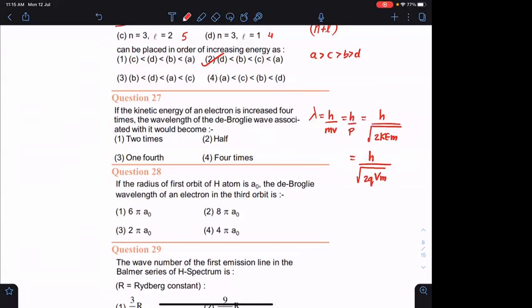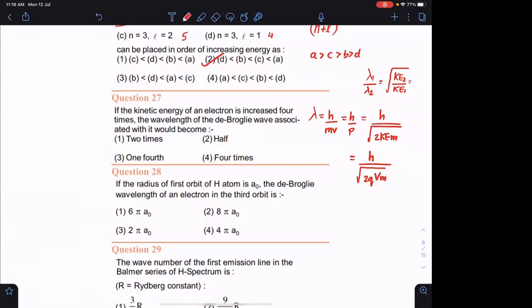Okay. So based on this, they gave us information about kinetic energy of an electron being increased 4 times, and they ask what the de Broglie wavelength associated with it would become. So can I say lambda 1 upon lambda 2 is equals to root over Ke2 upon Ke1? Any doubt? Because it is inversely proportional to root Ke. So lambda 1 upon lambda 2 is equals to root over Ke2 upon Ke1.